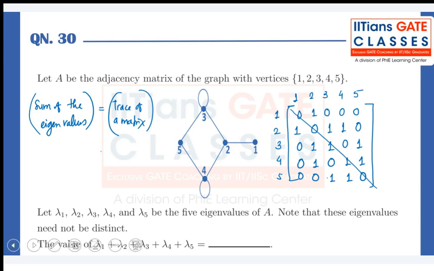So the trace in this case is 0 plus 0 plus 1 plus 1 plus 0. That is equal to 2. Hence the answer is 2 in this case. They have not given options. We are supposed to type it. It's completely based on preparing the adjacency matrix and then using the rule that the sum of eigenvalues is equal to the trace of a matrix.